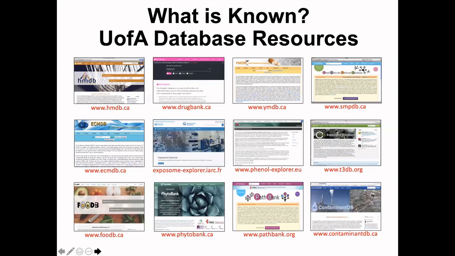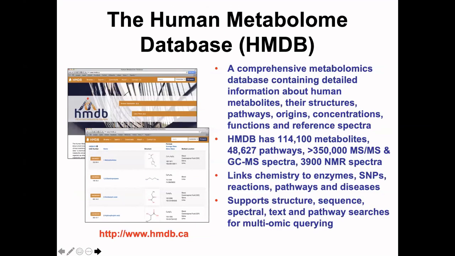coli metabolome, food databases and phytochemical databases and toxic exposure databases. I'll explain these a little bit. The Human Metabolome Database, something that Jeff mentioned, the version 1 came out in 2008, I guess. And at that time, we had about 5,000 compounds. That's grown. We now know at least 114,000 compounds in the human metabolome.